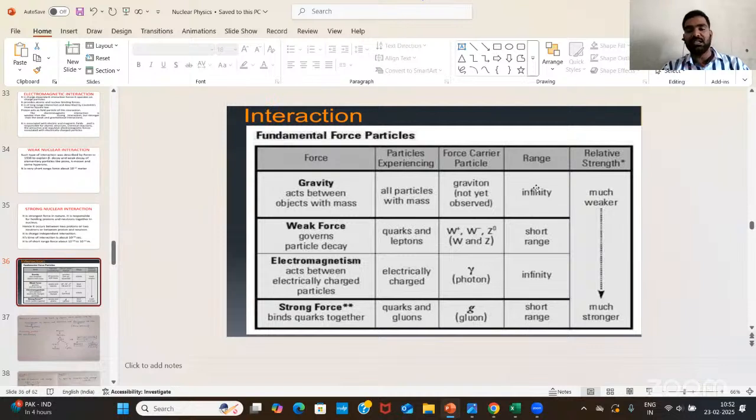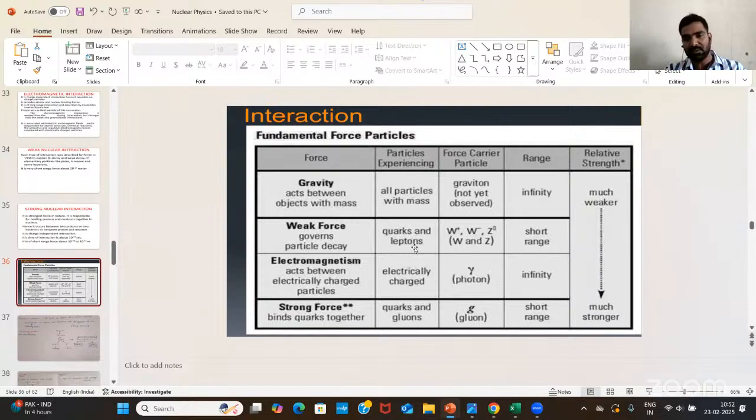So these are infinite range because here is the Earth, and somewhere there is the Sun. It is long range, isn't it? So these are relatively weak, much weaker than all the other interactions, of all four interactions. The weak force governs particle decay. So weak forces occur due to particle decay. Quarks and leptons are the particles experiencing it. We will come to know what quarks and leptons are.